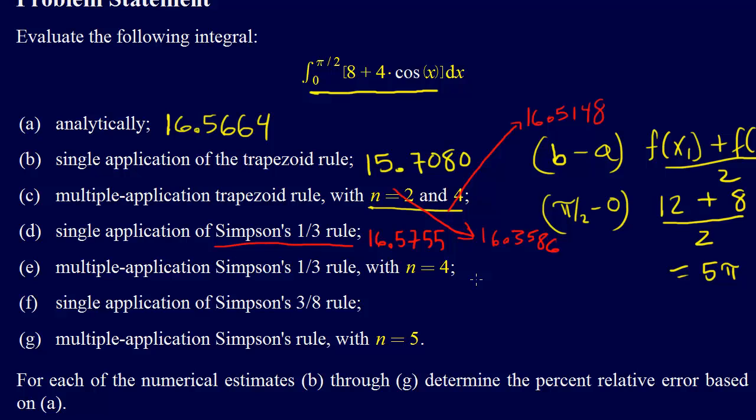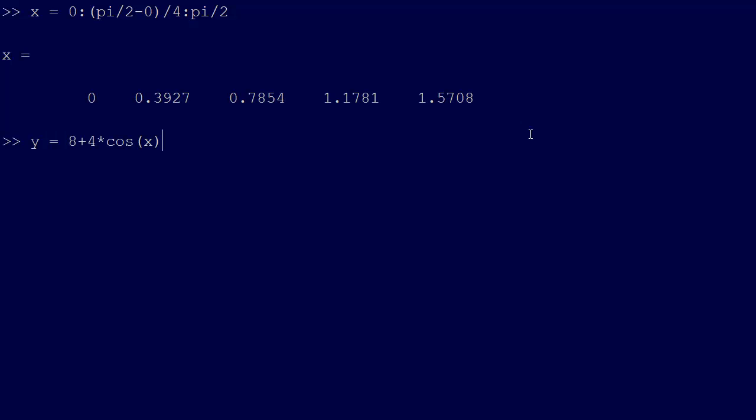Part E asks us to do the multiple application Simpson's 1/3 rule with n equals 4. We've used that before, so let's go back to MATLAB and find where we used n equals 4. x equals 0 to pi halves, minus 0 over 4, that was the equation for the step size, to pi halves. Okay, so that gives us n equals 4, I believe. Let's see: 1, 2, 3, 4, 5 points. That's n equals 4. And then we can say y equals 8 plus 4 cosine of x. Okay, so now we've got our x set up, and we've got our y.